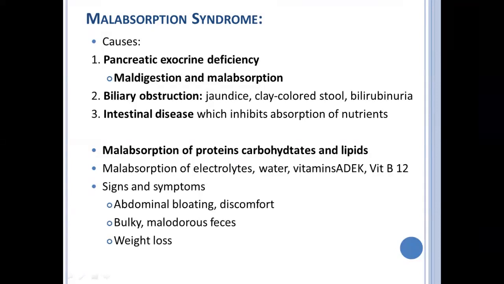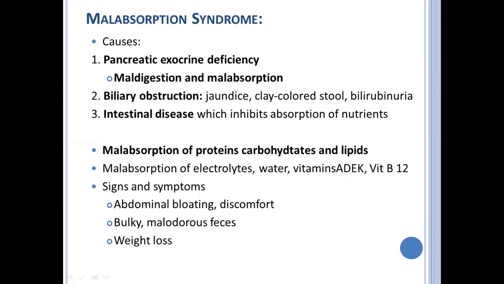Kasi hindi na-convert yung bilirubin into urobilinogen, and that was not converted into stercobilinogen. Your stercobilin and urobilin are responsible for the brown color of stool. So kung wala kang stercobilin and urobilin, your stool now will be clay colored. And of course, that's associated with bilirubinuria.